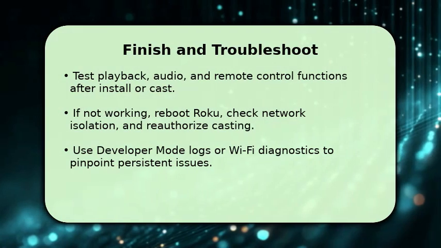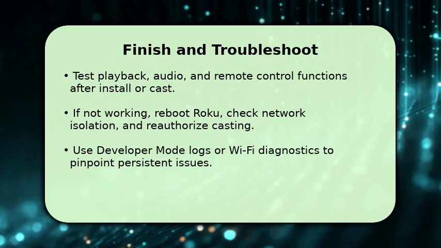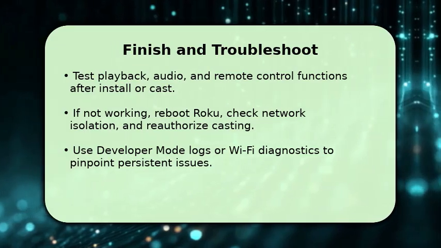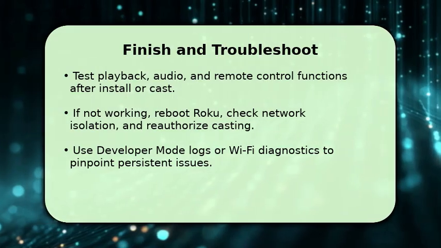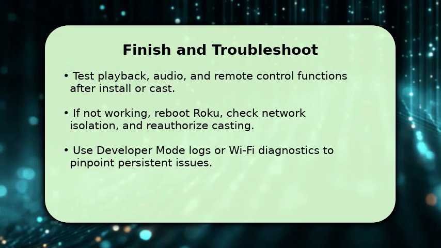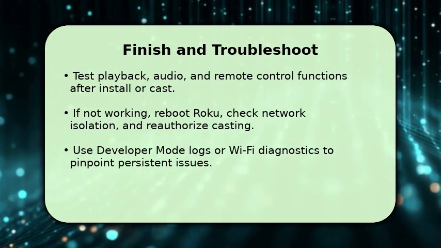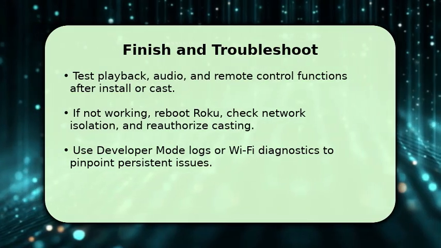You finish by testing playback. Open the Google app or cast a video and confirm audio, video, and remote controls work. If something fails, reboot the Roku and your source device, verify both are on the same subnet, and check that network isolation settings on your router are off. If sideloaded channel won't run, review developer mode logs for errors and re-upload a corrected package.